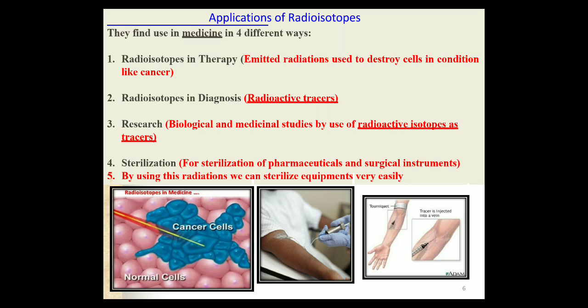First, radioisotopes in therapy. Immediate radiations used to destroy cells in conditions like cancer. So directly will treat here cancer. So used as therapy. Okay, next, radioisotopes in diagnosis. Diagnosis means detection. Radioactive tracers we use for detection of any kind of disease. Okay, third one is research. Biological and medicinal studies by use of radioactive isotopes as tracer molecules.